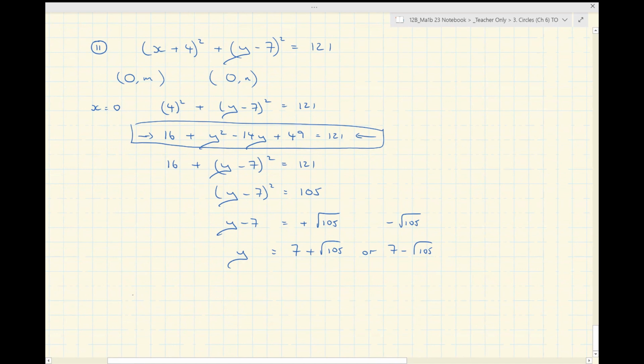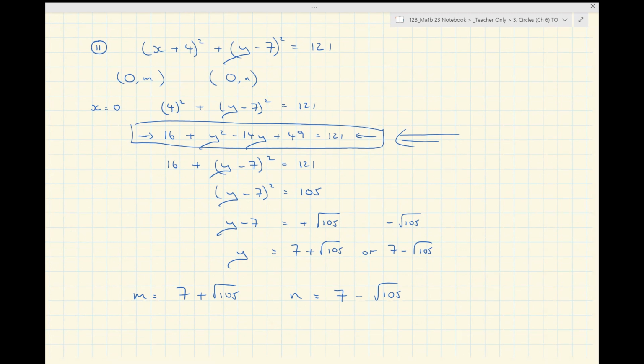I know that m can be the first of those, 7 plus root 105, and I know that n can be 7 minus root 105. Of course, if I'd gone down this road, I'd have ended up with the same solutions. I'd just have had to do an awful lot more algebra. So there's question 11 sorted.